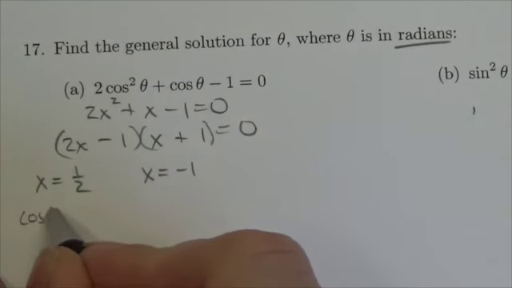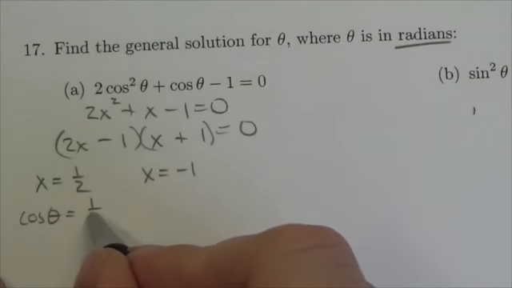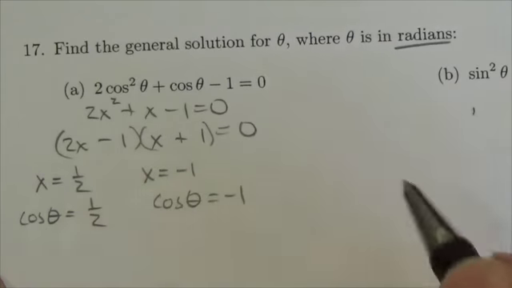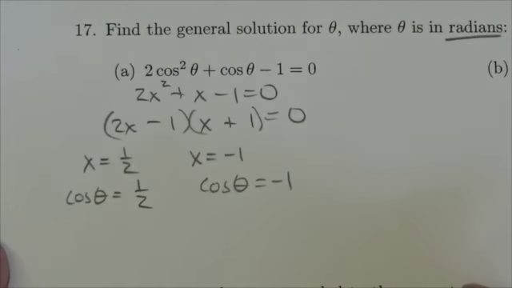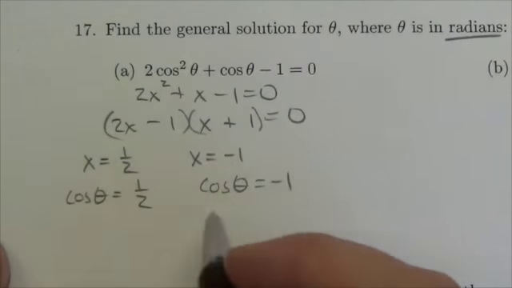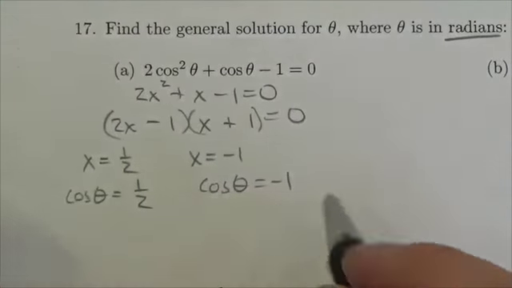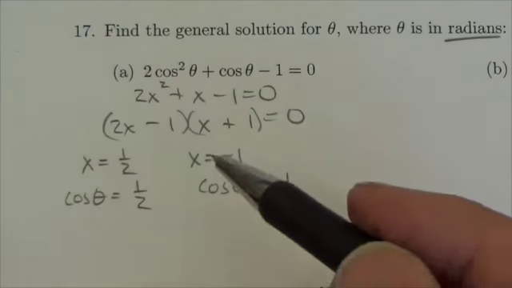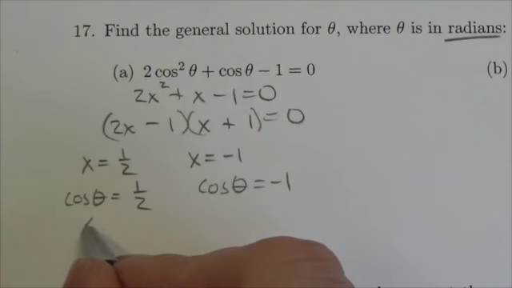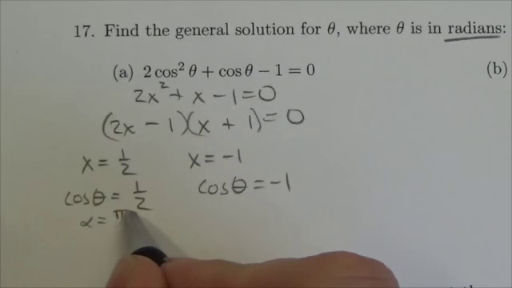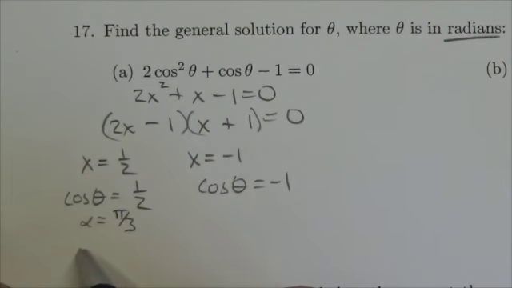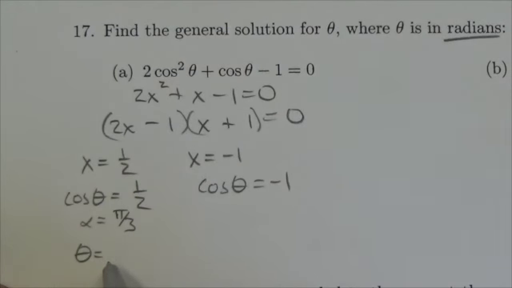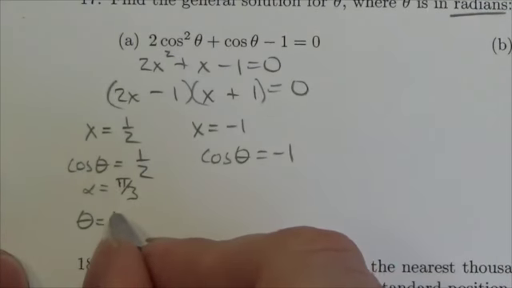So now I can go back and say, okay, cosine of theta has to be 1/2 or the cosine of theta has to be negative 1. Now, let's look at each of these individually here. Now I'm going to have to speed this up a little bit because I'm running out of room here. Cosine is positive in quadrants 1 and 4. My reference angle here is going to be pi over 3, which means in my first quadrant, I'm going to get pi over 3.